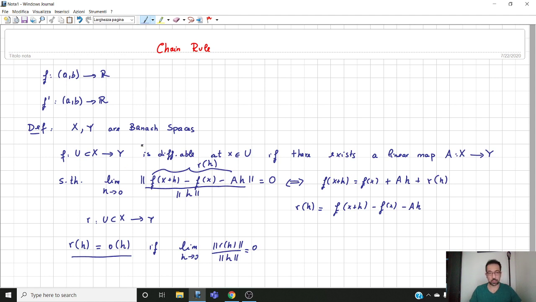the chain rule. Okay, so now we're going to prove the chain rule. We're going to state this theorem first and prove it.